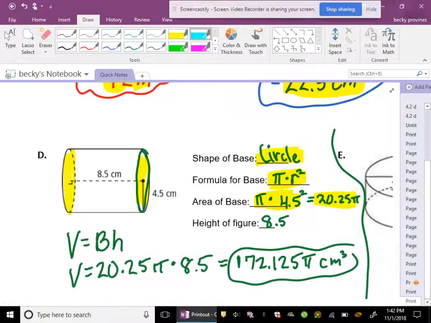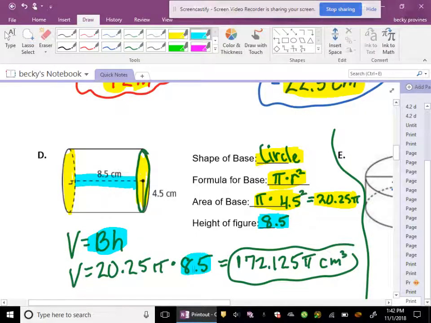So how far apart are your circles? They're 8.5 apart. So notice it's 8.5. The formula is just base times height. So I'm going to take the 8.5 that I just found. I'm going to take the 20.25 pi that I previously found, and I'm going to multiply those together. And when I do, I get this big long answer of 172.125 pi centimeters cubed.